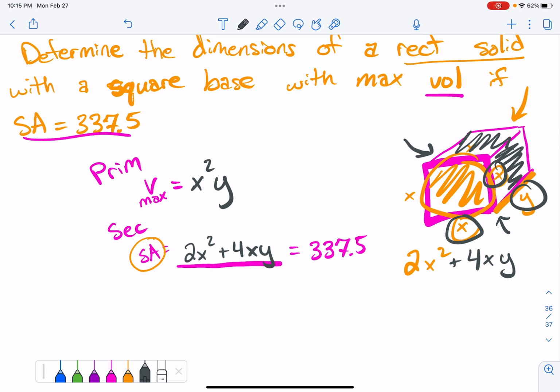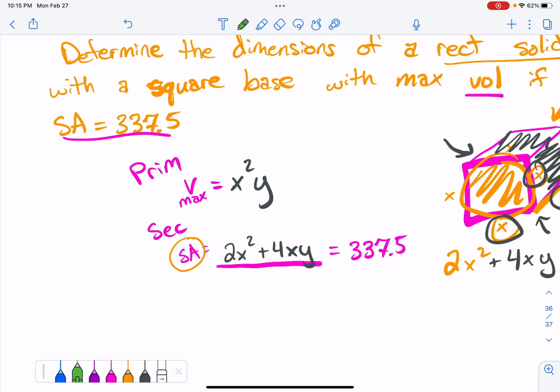All right, now we've got to plug one equation into the other one, all right? These are the tricky ones. So I've got to decide if I want to solve for x or solve for y in this bottom equation. And the easier one to do is the y value, because I only have 1 of those. So let's subtract 2x squared to the other side. So I'm just going to do that.